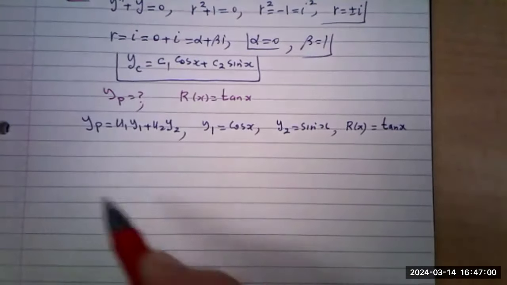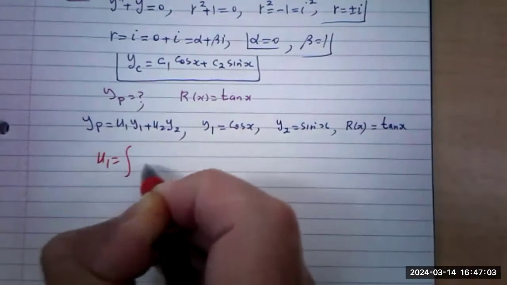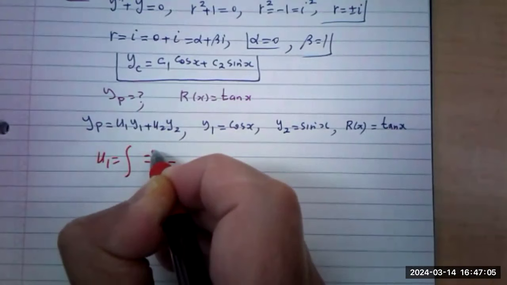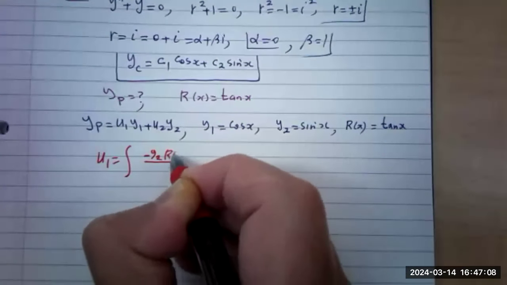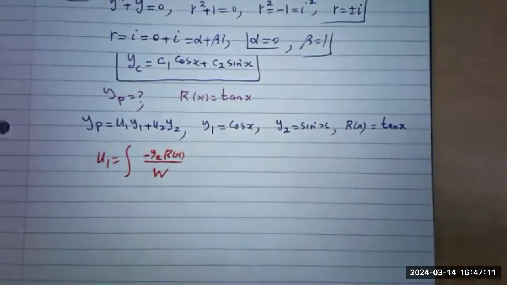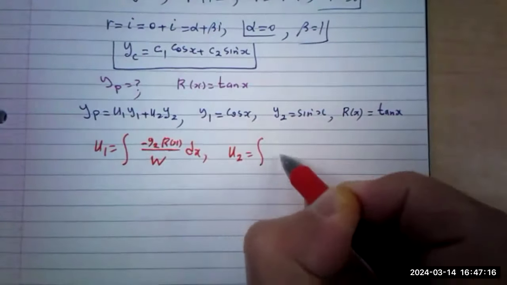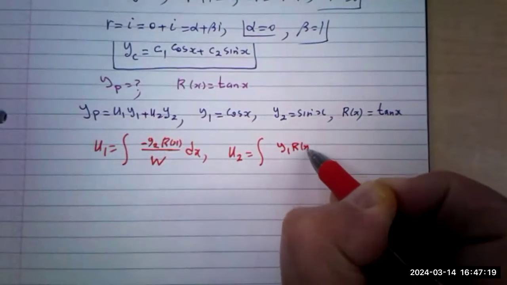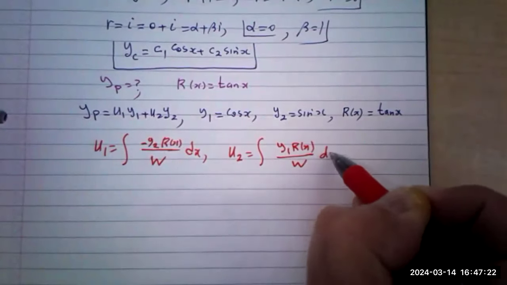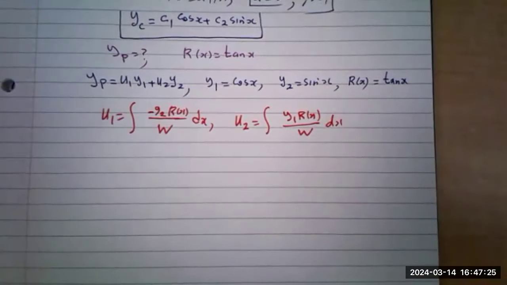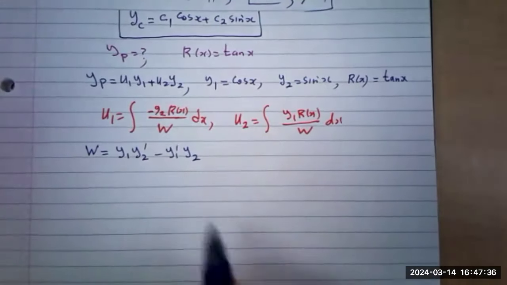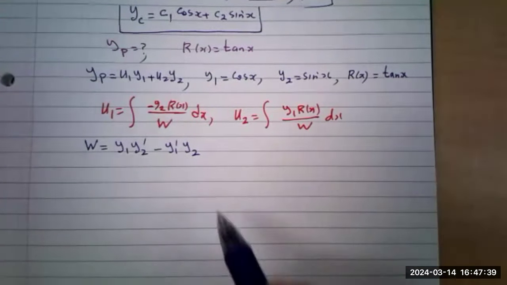Okay. Now the formula, just to remind you, U1 is negative integral of Y2 R of x over the Wronskian, dx, and U2 is the integral of Y1 R of x over the Wronskian, dx. That's your formula. Okay, we have to find the Wronskian first. So the W, Wronskian, is Y1 Y2 prime minus Y1 prime Y2. So we have to bring those derivatives.